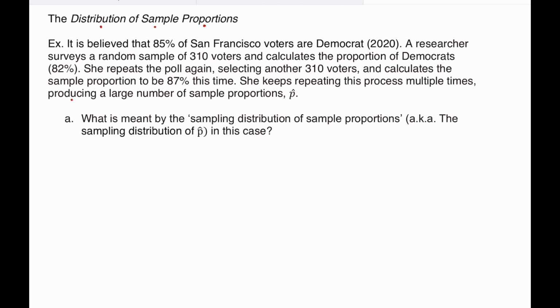The first question is, what is the population we are studying? So what is the population here? So the population is San Francisco voters. Okay, so that is our population. If you said 310 voters, that would be our sample.